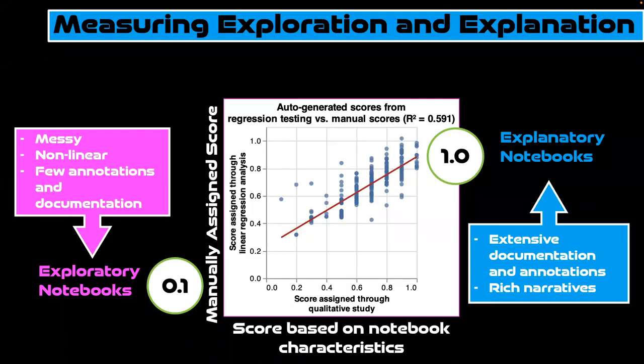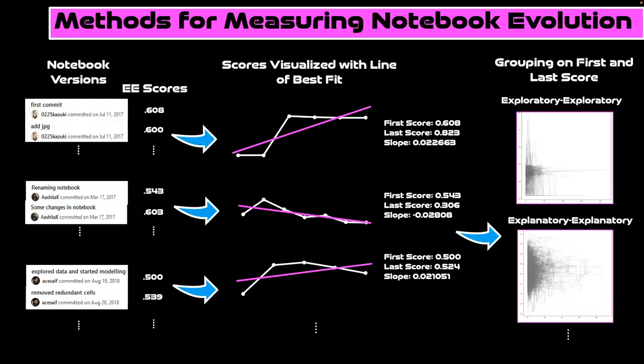The scatter plot you see shows how the linear regression model predicts scores based on notebook characteristics on the x-axis and manually assigns scores on the y-axis. The R value of this regression was 0.591. This statistically significant R value affirms that we can automatically map notebook metrics to a spectrum of exploratory explanatory behaviors.